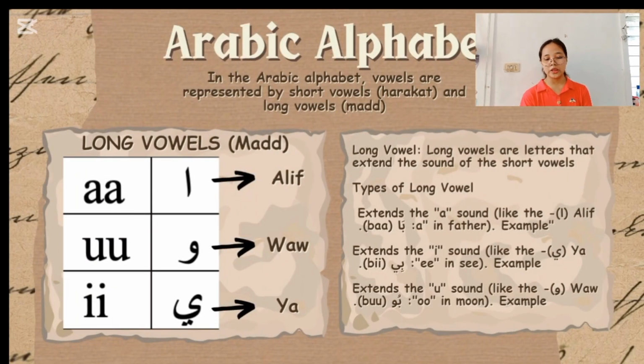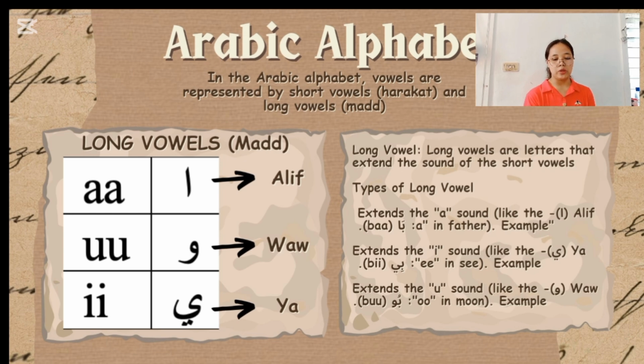Long vowels are letters that extend the sound of short vowels. Sa pag-pronounce ng long vowel, naglalast yung pag-pronounce mo ng letters in 2 seconds. There are 3 types of long vowels, the alif, waw, and the ya. The alif extends the a sound in the word. For example is ba. The alif is placed at the end of the word. Ba.